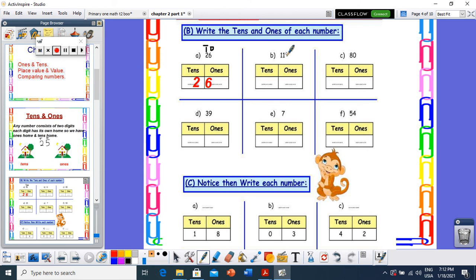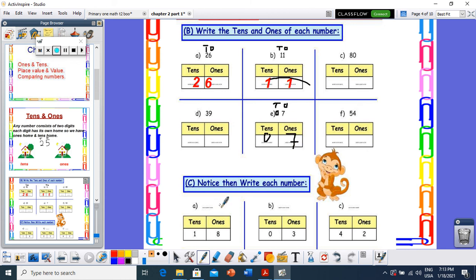Excellent. 11. So don't forget to write ones and tens. So I have to write 1 on the tens and 1 on the ones. Okay? 7. Here I have to write the ones and here I have to write the tens. So the tens I can't find anything, so I write 0. So here I will put 0 on the tens and I will write 7 on the ones.